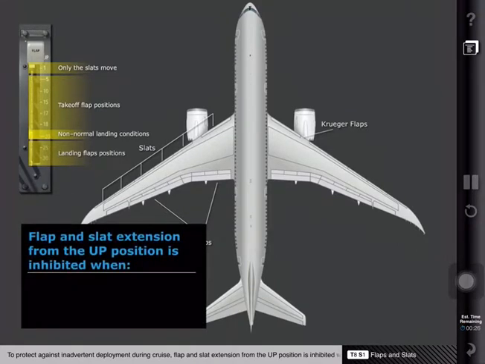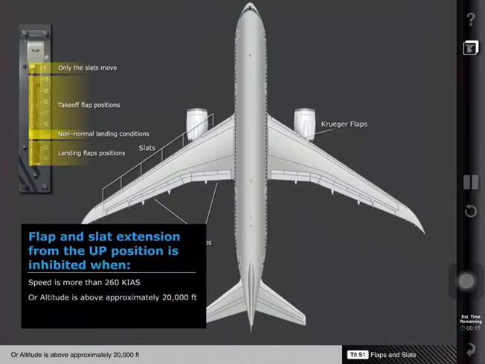To protect against inadvertent deployment during cruise, flap and slat extension from the up position is inhibited when speed is more than 260 knots indicated airspeed, or altitude is above approximately 20,000 feet. This protection is only available in primary and secondary flap and slat modes.